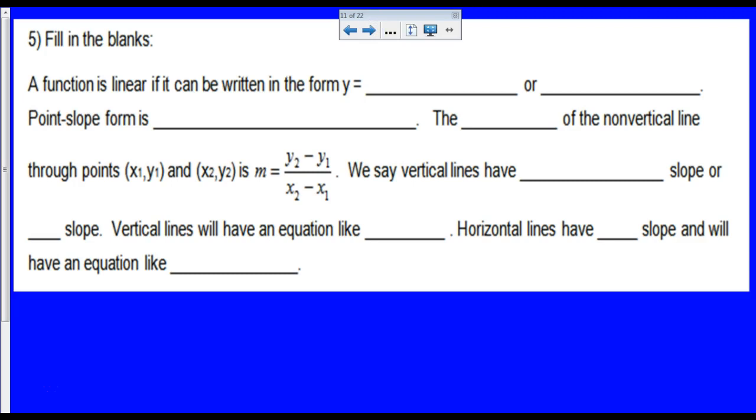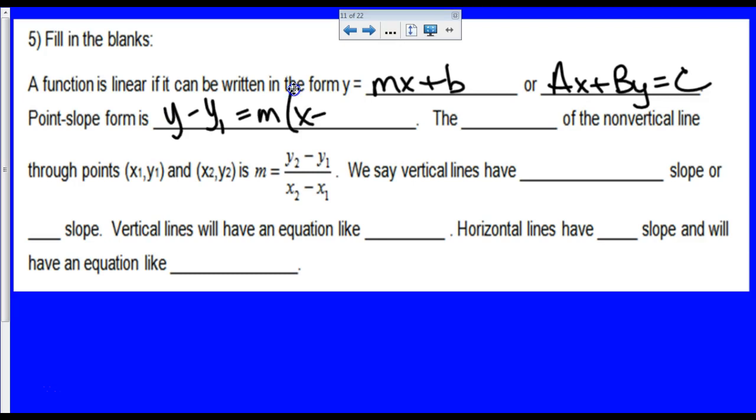All right, on the back of that worksheet, so we're looking at worksheet 2b. We're filling in some blanks here. A function is linear if it can be written in the form y equals mx plus b, or ax plus by equals c. Point slope form is y minus y1 equals m times x minus x1.